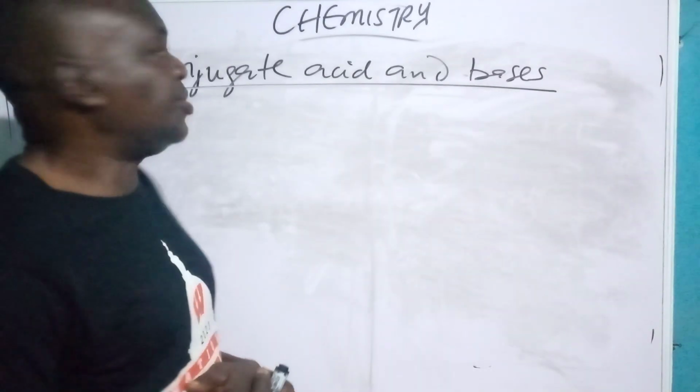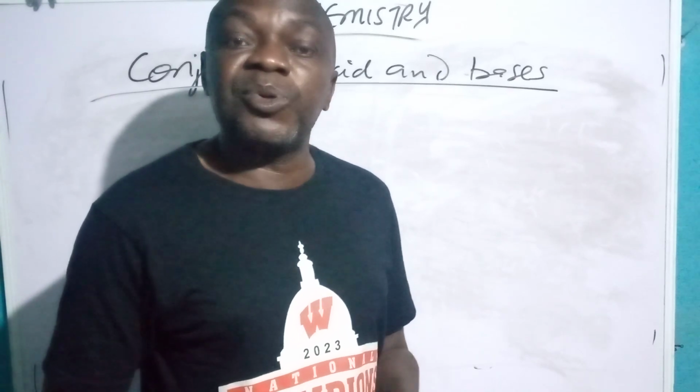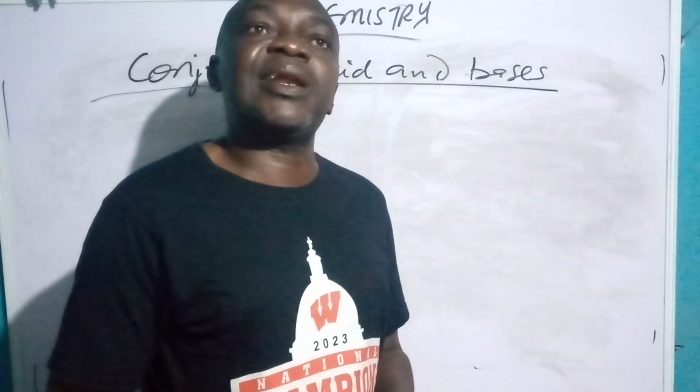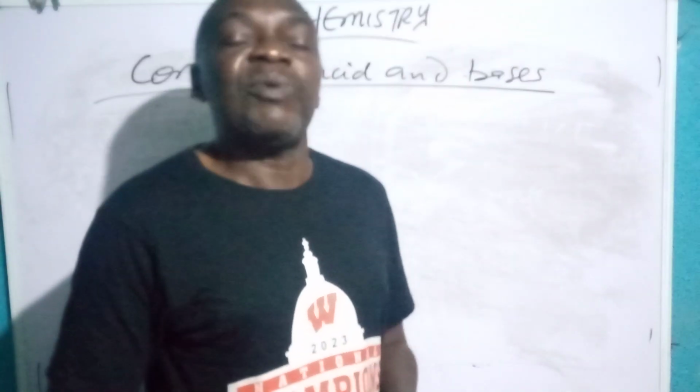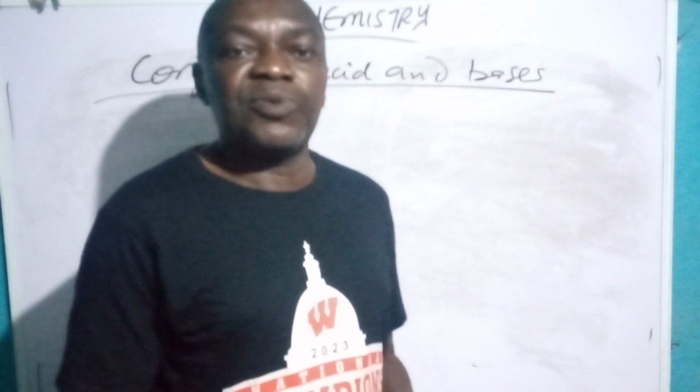Today's topic is conjugate acids and bases. What is a conjugate acid? A conjugate acid is a species formed by the receiving of a proton by a base. A base receives a proton. I told you in the previous class what a proton is. While a conjugate base is a species formed by the loss of a proton from an acid.